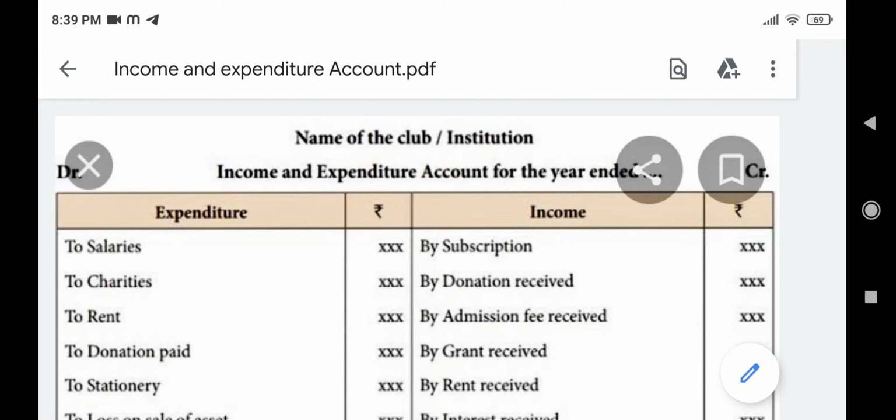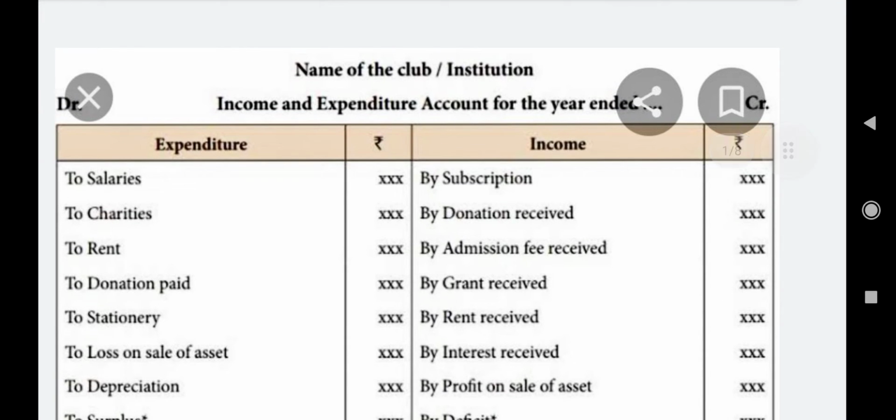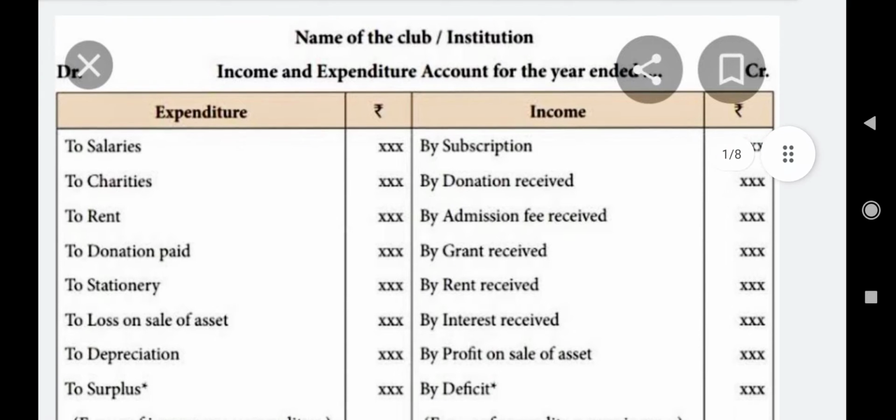Today I will tell you about the income and expenditure account. Yesterday we understood the receipt and payment account. When you know how to make the receipt and payment account, then by that you will create the income and expenditure account. All your payments should mostly be recorded on the expenditure side, and all your receipts mostly recorded on the income side.